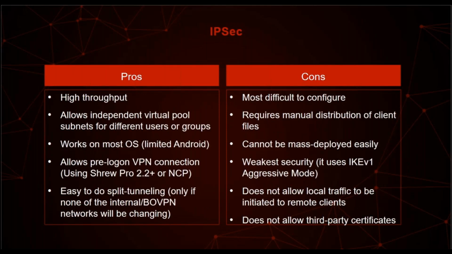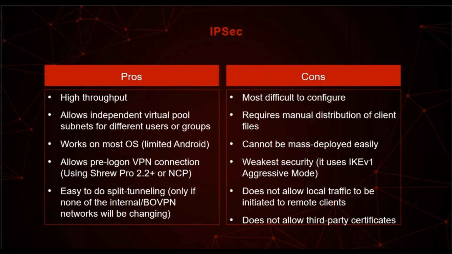Moving on to IPsec, when it comes to the pros, it has a higher throughput than the SSL VPN. It allows independent virtual pool subnets for different users or groups. This is one of the requirements some of the distributed enterprises are looking for. It works on most operating systems, though it might be limited on Android. It allows pre-login VPN connection.